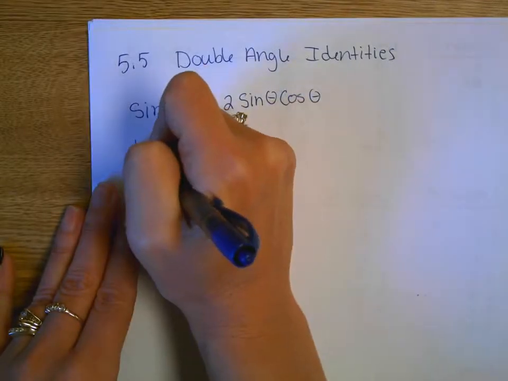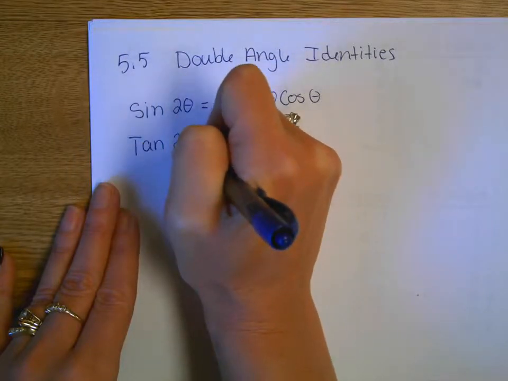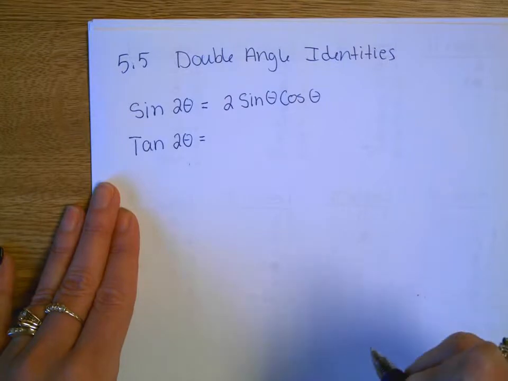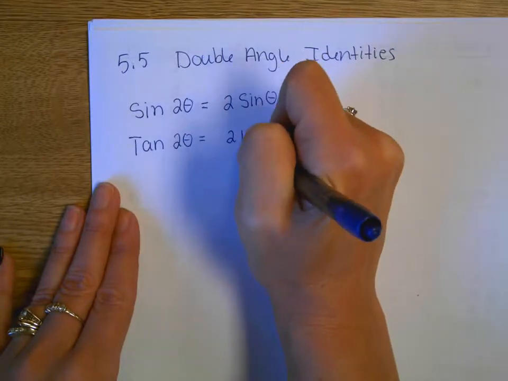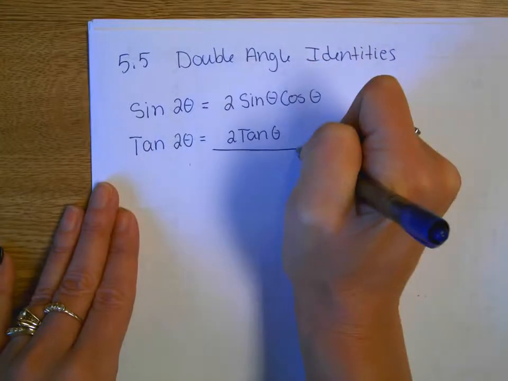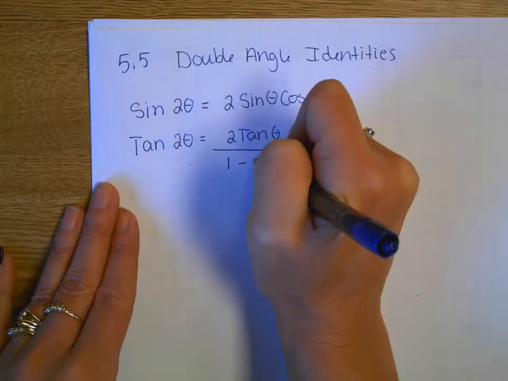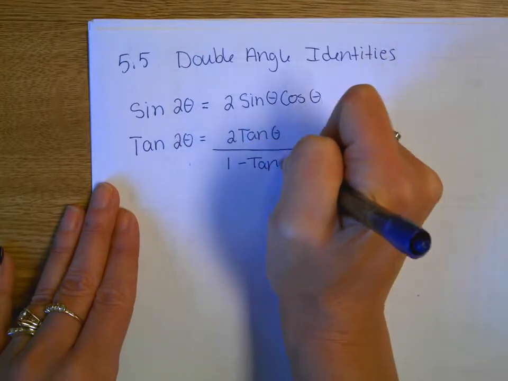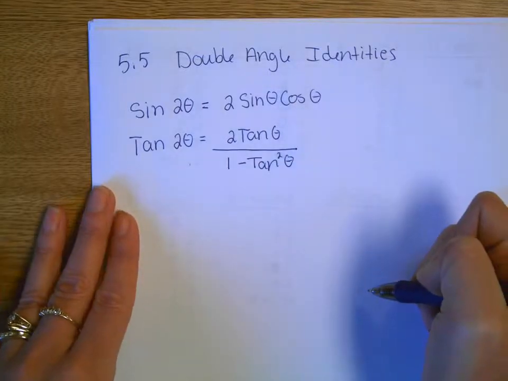Tangent. We're doing all 3 today. Of a double angle: 2 tan of the angle over 1 minus tan squared. Tangent's always ugly.